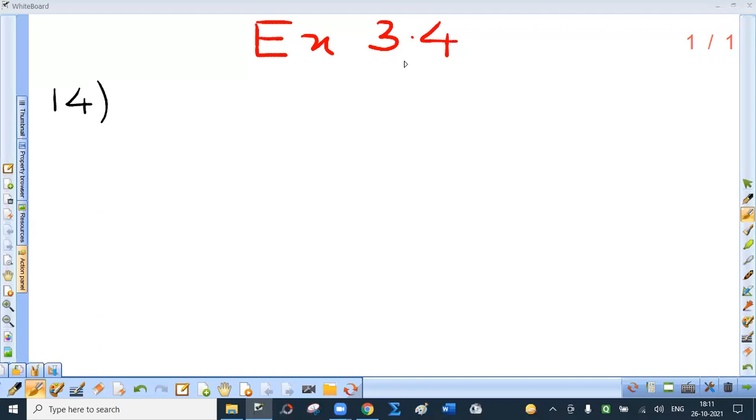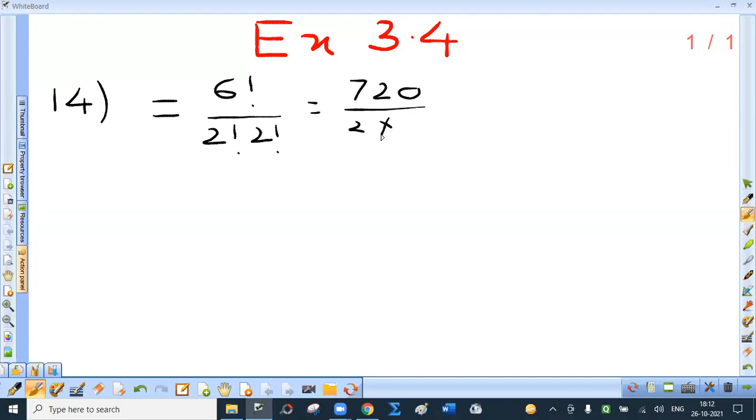Therefore, number of distinct words equal to 6 factorial upon 2 factorial into 2 factorial, that is 720 upon 2 into 2. So it comes out to be 180. So this is the first part.